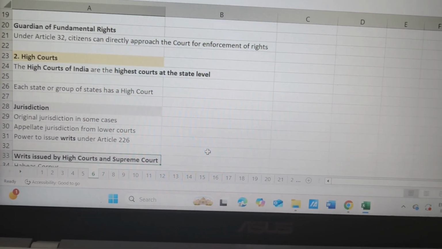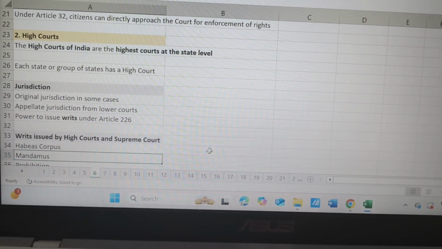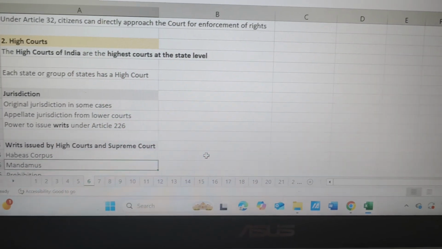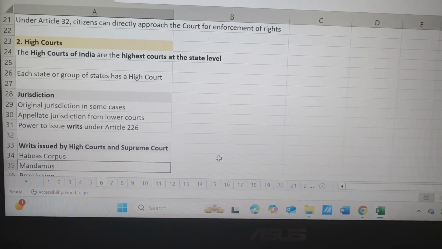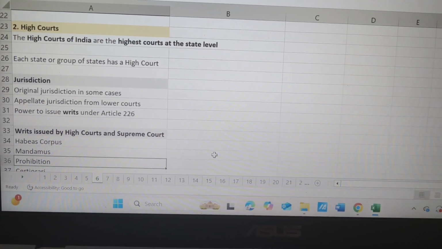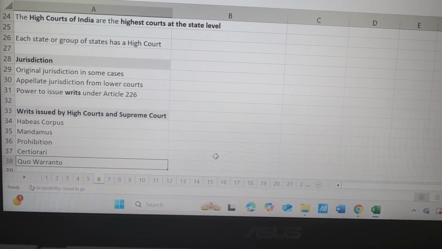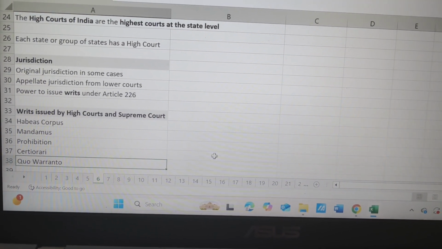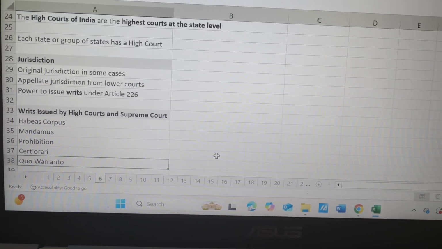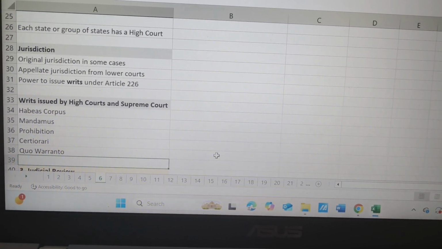Now let us talk about high courts. The high courts of India are the highest courts at the state level. Each state or group of states has a high court. Jurisdiction, original jurisdiction in some cases, appellate jurisdiction from lower courts, power to issue writs under Article 226.